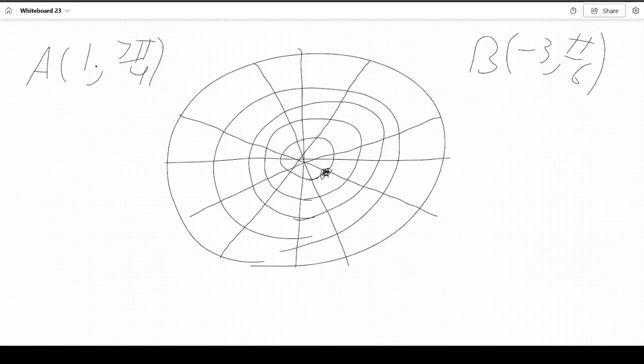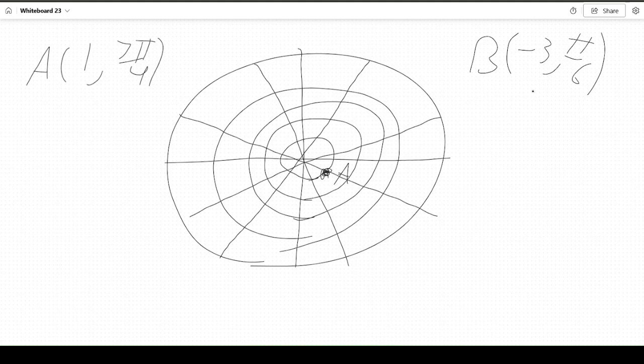And let's say if the r is 2, then we're going to plot it here. If the r is 3, we're going to plot it here. If the r is 4, we're going to plot it here, and so on. So this is plot A.